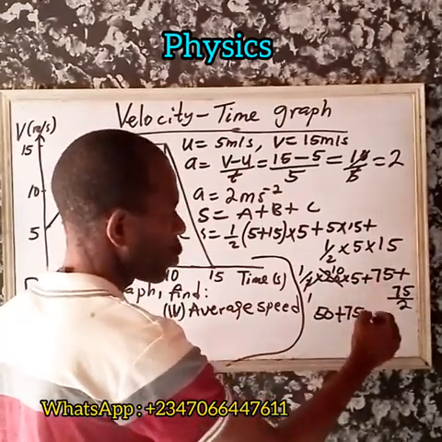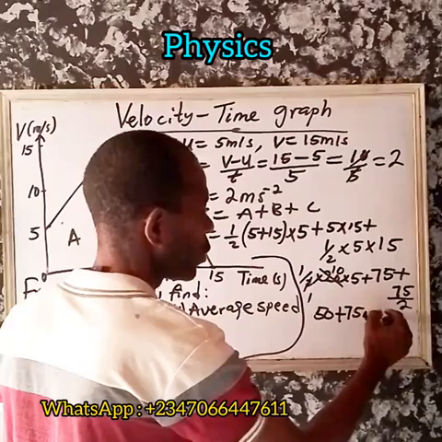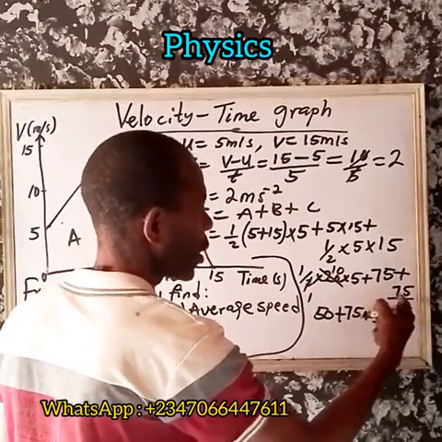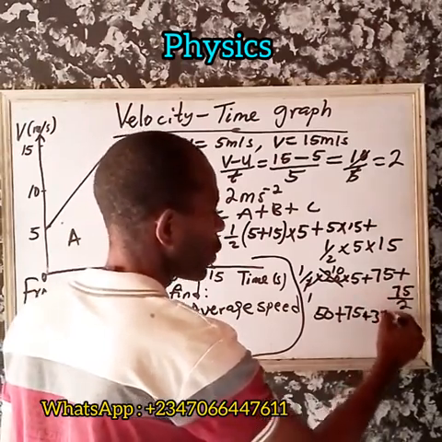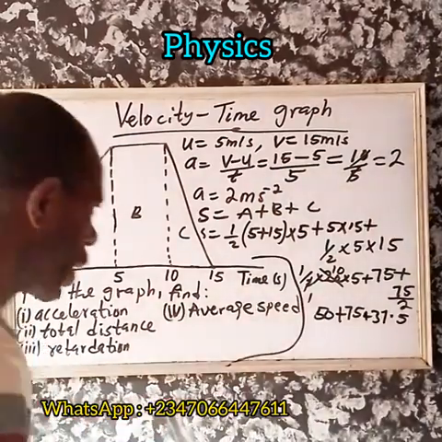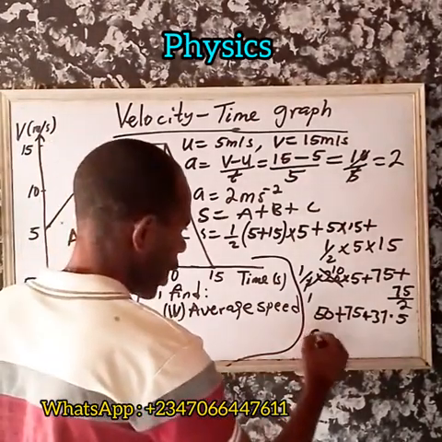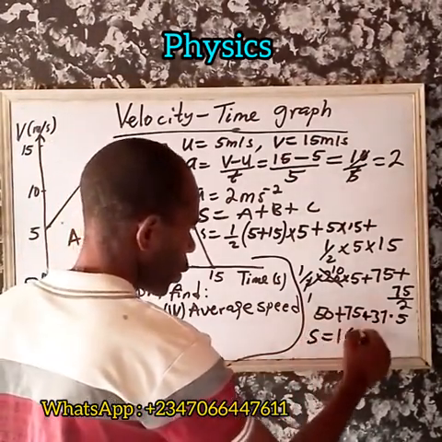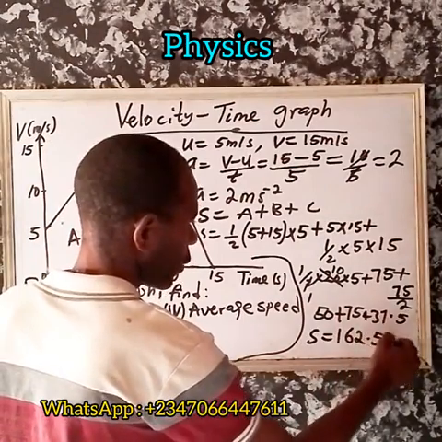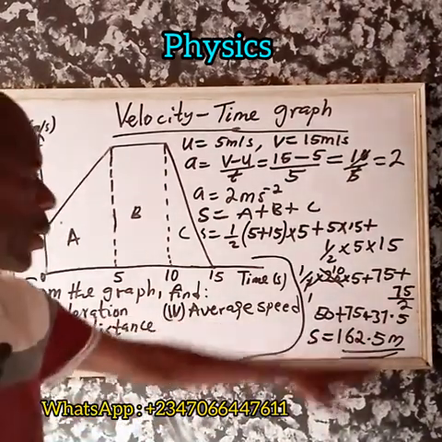Then 75 divided by 2 will give us 37.5. Remember 5. So let us sum everything together, and that will give us the total distance. So when you sum everything together, it will give you 162.5. So your x is equal to 162.5 meter. So this one is the value for the total distance.